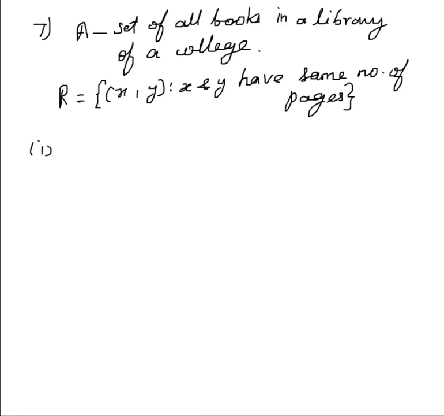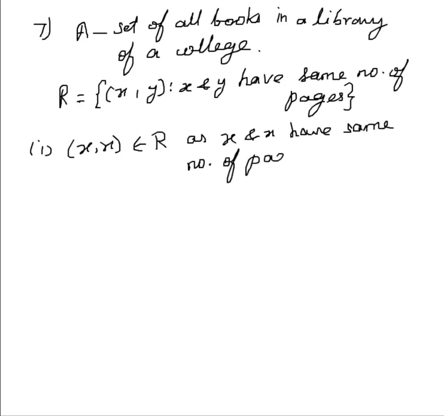Let us check whether it is reflexive or not. So (x, x). Definitely x and x will have the same number of pages. So I can say that (x, x) belongs to R as x and x have the same number of pages. And it is true for any book taken from that library. Therefore, I conclude that R is reflexive.